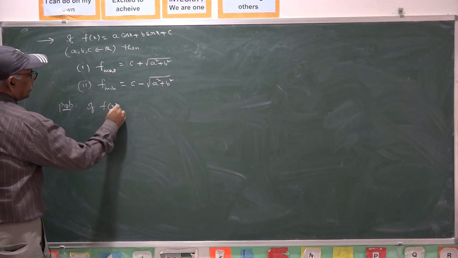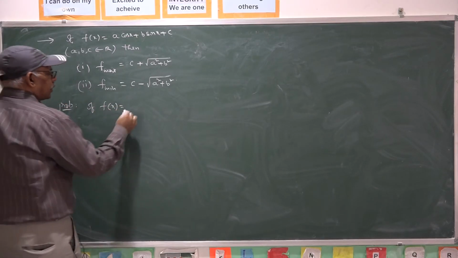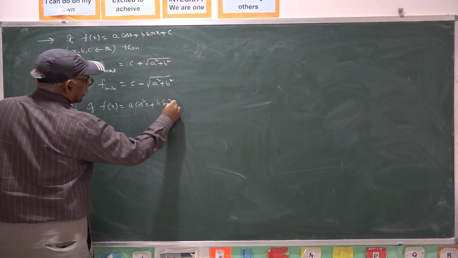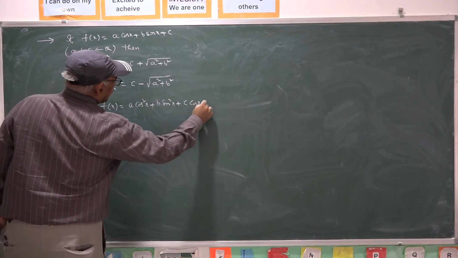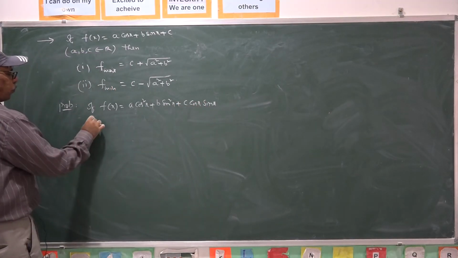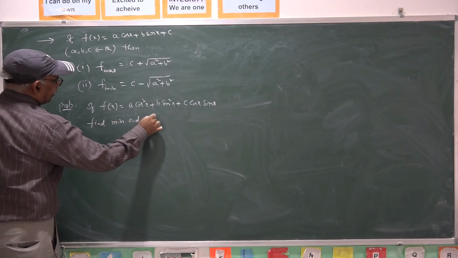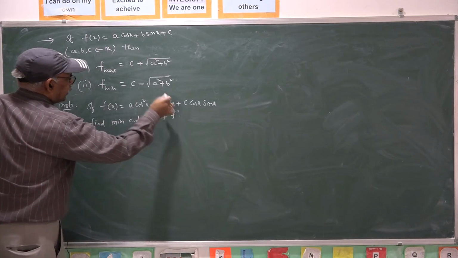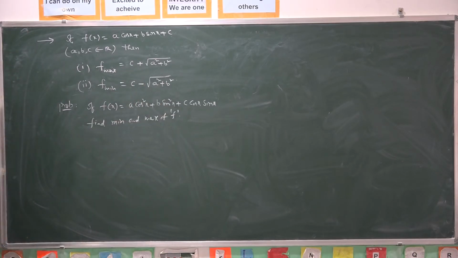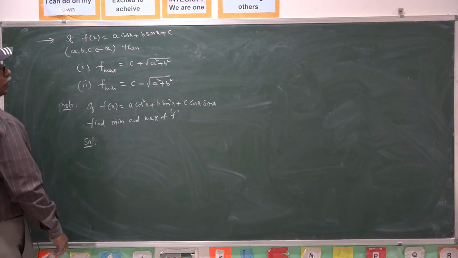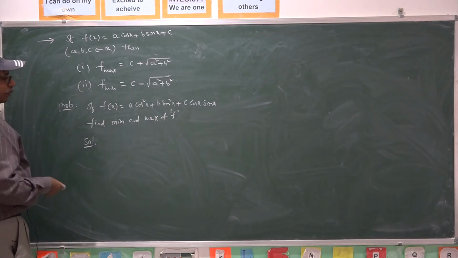If f(x) equals A cos square x plus B sin square x plus C cos x sin x, find the minimum and maximum of f. Based on this formula, you can find the minimum and maximum values of this function. This is also one result. You can use it as a result, provided that A, B, C are real.